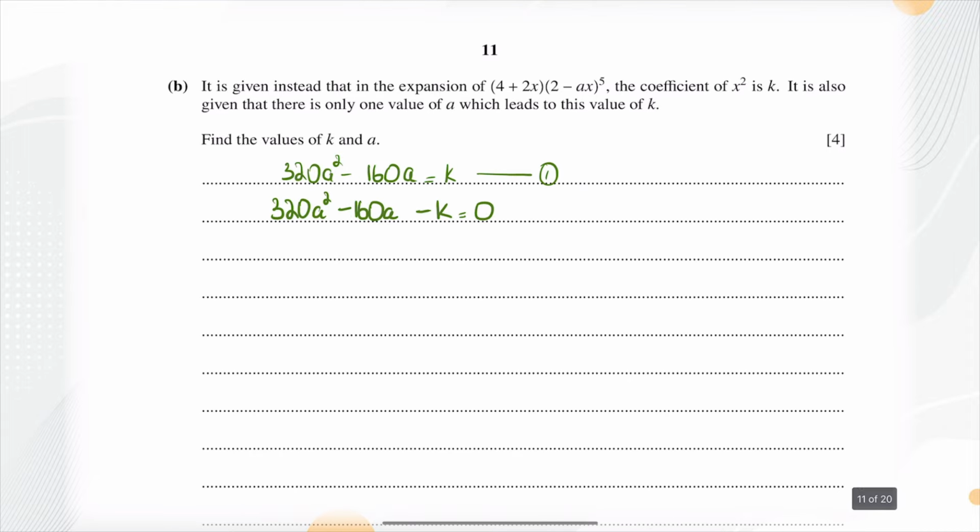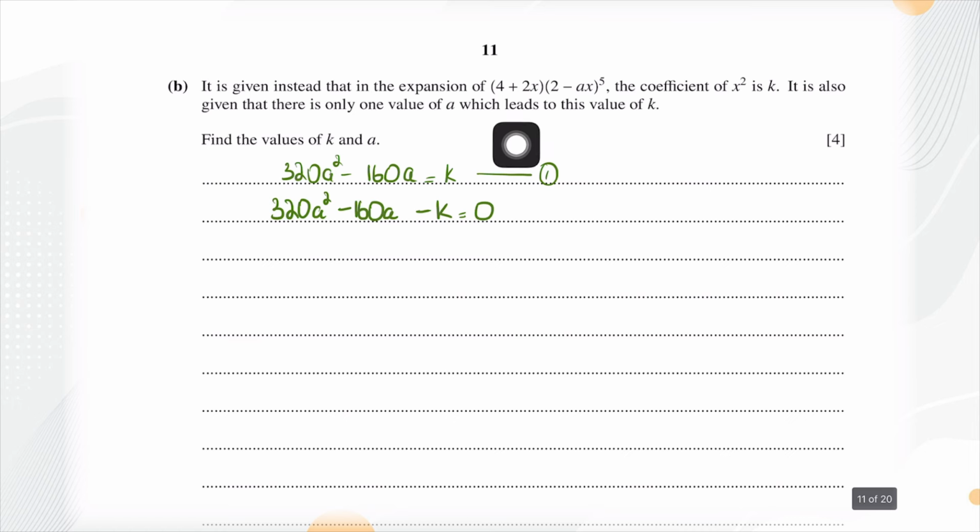So basically, think of it this way. The question is trying to tell you that there is only one value of a which leads to this value of k. That means this equation has only one solution. Now how does an equation have only one solution? It has one solution when the discriminant is equal to 0. This is a quadratic equation, k is a constant, and the unknown in the quadratic equation is a, which is normally x. So if there is only one solution to this equation, that means b square minus 4ac equals 0. What kind of equation has only one solution? The one which has discriminant 0.